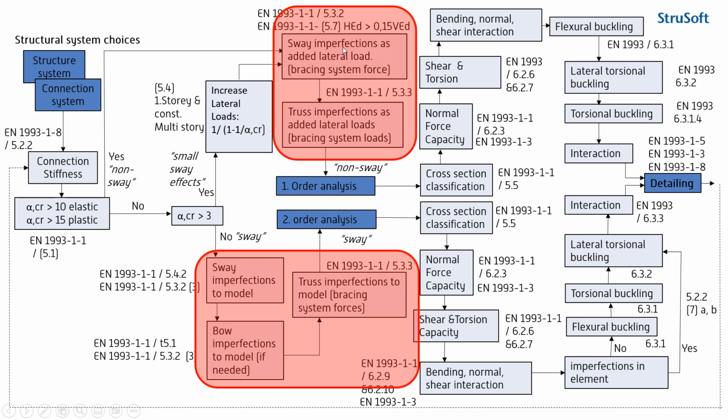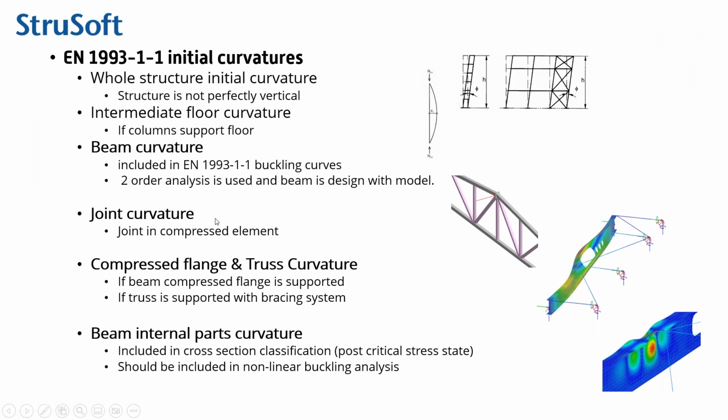Then the problem is that we also have to include some imperfections in our frame to analyze it correctly. We have many types of imperfections in Eurocode, and they are listed here. So we look closer at all the types of imperfections in the model. We have the overall inaccuracy of the building, like the sway deformations. We have an intermediate floor curvature, which is another type of deviation. We have a beam curvature. It can be, for example, a top flange curvature, or the column cannot be perfectly straight. So this is beam curvature.